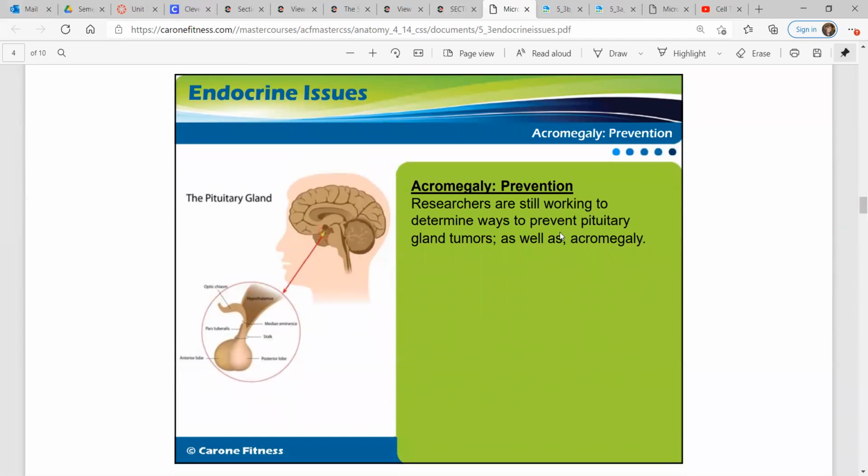Prevention. Researchers are still working to determine ways to prevent pituitary gland tumors altogether, as well as acromegaly.